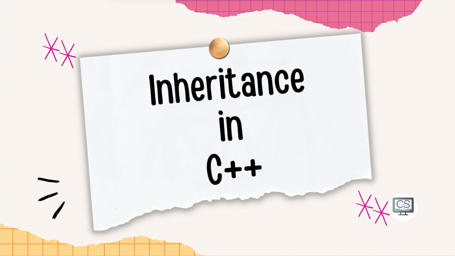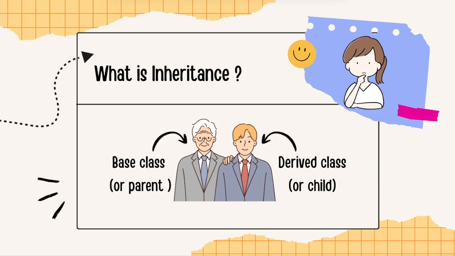Today, we'll cover inheritance, one of the core pillars of object oriented programming. Inheritance allows us to reuse code and build relationships between classes. Inheritance means creating a new class from an existing class. The existing class is called the base class or the parent class. The new class is called the derived class or the child class. The child class inherits data and functions from the parent.